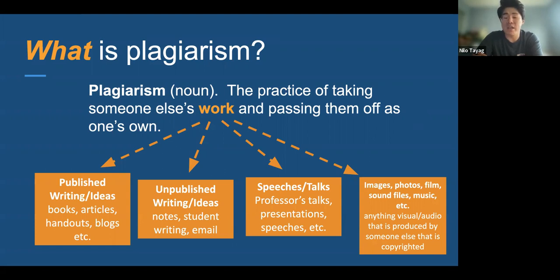And it could even include music, movies, pictures, works of art that are produced by someone else and are copyrighted, right? So if we use any of this content in your paper or in any of your academic projects without giving an attribution or providing a citation, this counts as plagiarism.